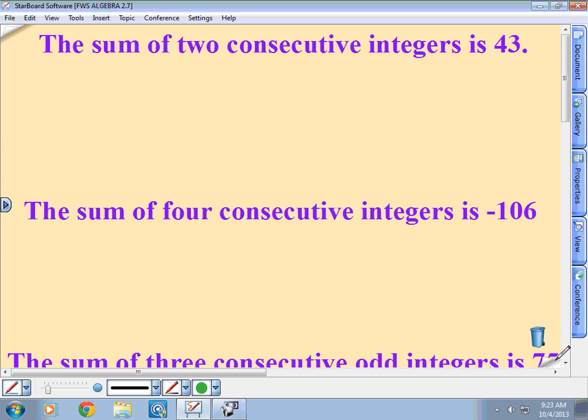Okay, so let's do some of these problems. These are the kinds of questions that you're going to get. The sum of 2 consecutive integers is 43. So we just want to write these as variable expressions. So Eric, why don't you help me with this?